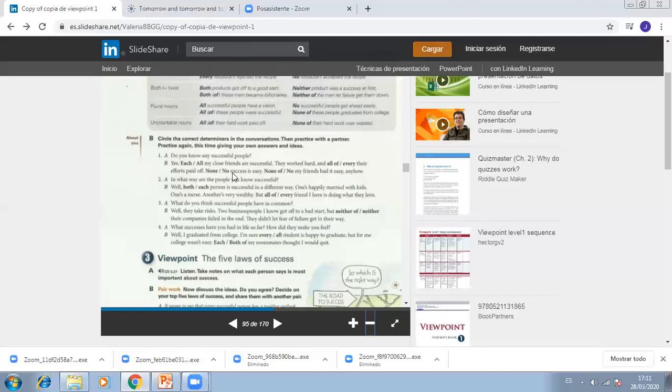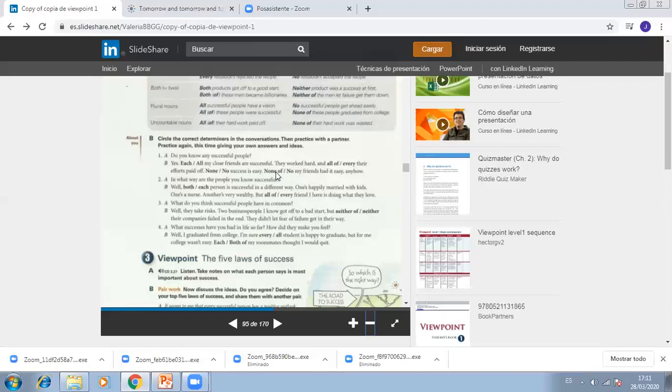And then we have two alternatives. Non-success is easy or no success is easy. Okay, so the correct alternative is just no. No success is easy. Okay, and at the end of this answer, we have none of my friends or no my friends have it easy. So the correct alternative is none of. None of my friends have it easy.